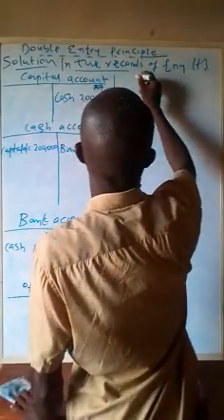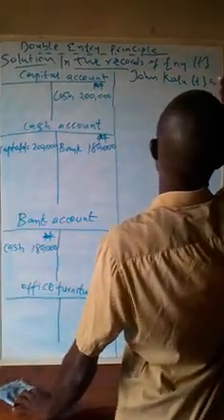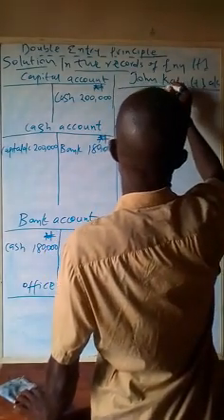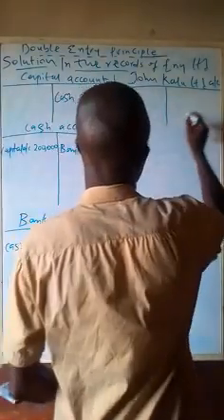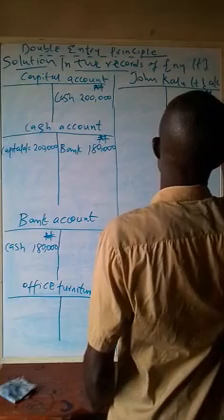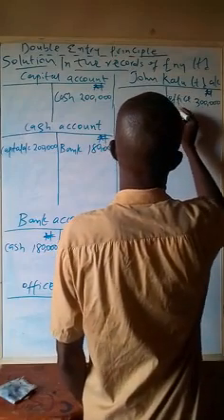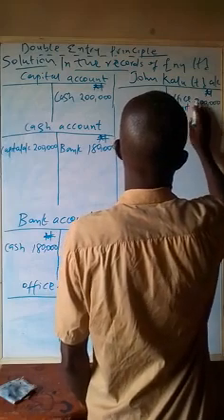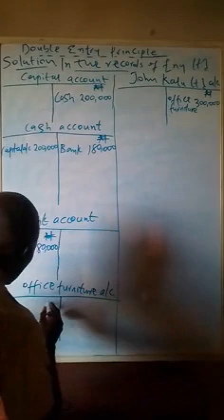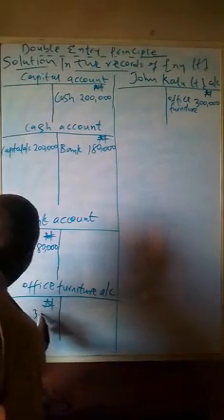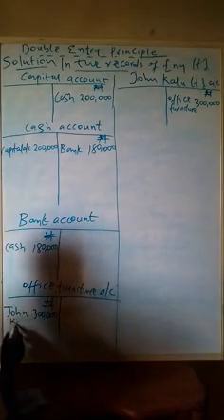Next is John Kalu Limited account. Since we bought office furniture on credit from John Kalu, John Kalu is giving out 300,000 naira to office furniture.